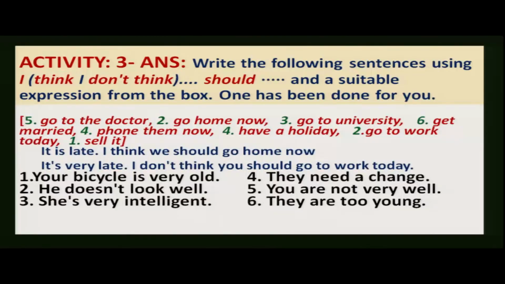I have given the numbers. 1, your bicycle is very old, now go to 1. Sell it. So I think you should sell it. Your bicycle is very old, I think you should sell it. Your bicycle is very old, I think you should not use it. Your bicycle is very old, I do not think you should use it. Please, you just listen to me.